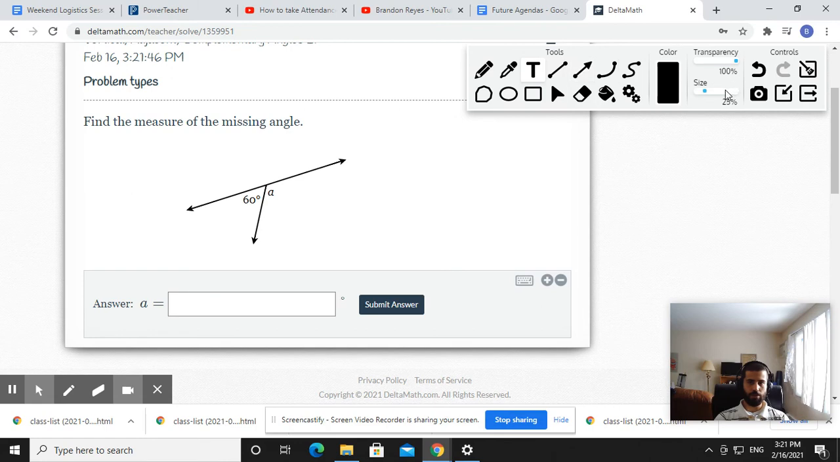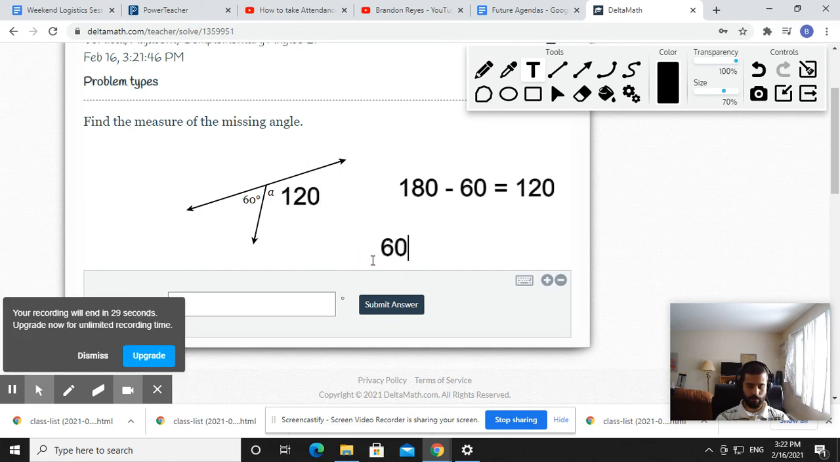All right, we have another supplementary angle. So the key is you just have to be really good at figuring out which of the three kinds of angles they are. And then once you can do that, it's pretty simple. Okay, so that means 180, since they're supplementary, minus 60 equals 120. So A is going to be 120. And you can always check your work by adding them back up together. So 60 plus 120 equals 180. So if you do that and it equals 180, then you know you got it correct.